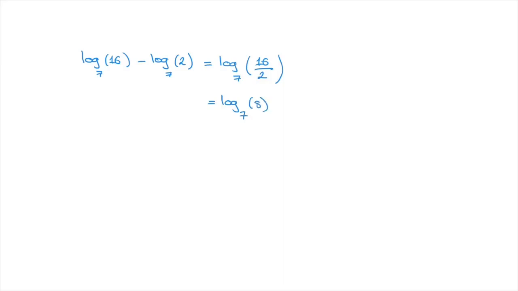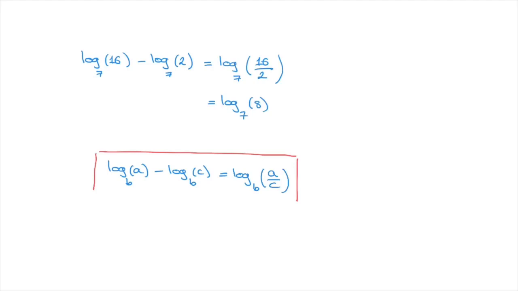This example illustrates the subtraction rule, which states the following: if we have log base b of some number a, and we subtract from it log base b of some number c, then this can be written as log base b of a over c. Do make a note of this result if you hadn't seen it already.